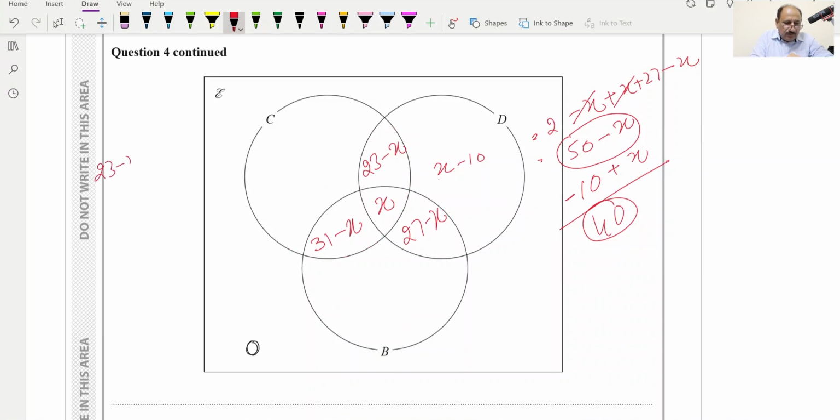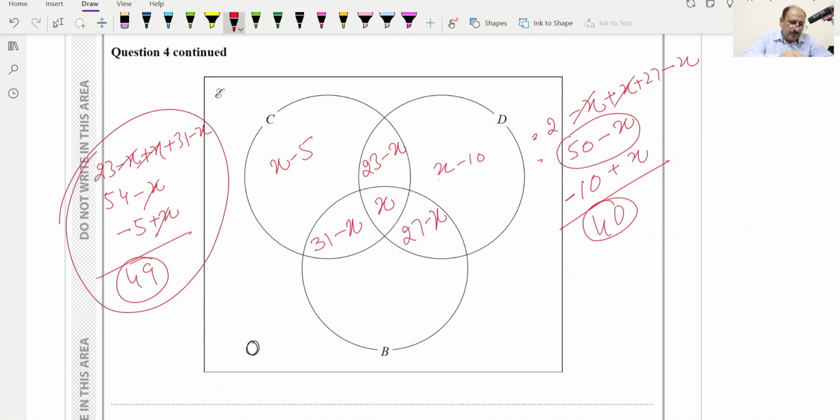So 23 minus x plus x and plus 31 minus x, the x will be cancelled, and this will be 54 minus x. But we require 49, so we have to subtract 5. Minus 5 plus x will result in 49, because the x cancels and we get 49. So x minus 5 will be over here.